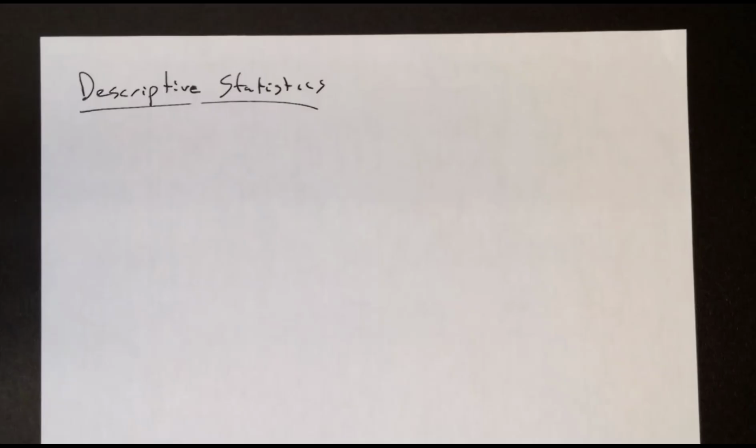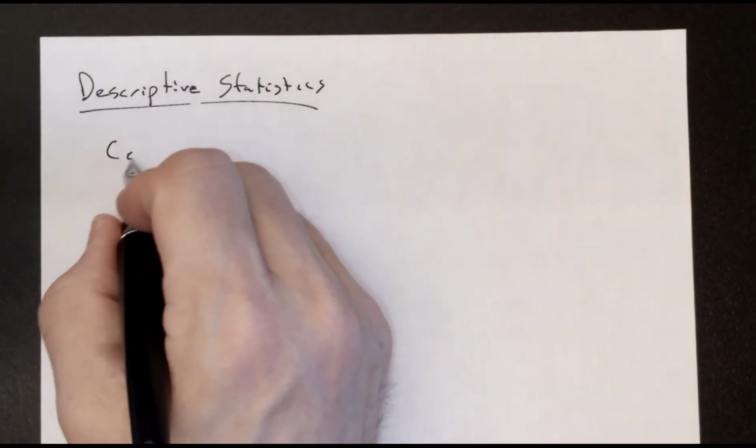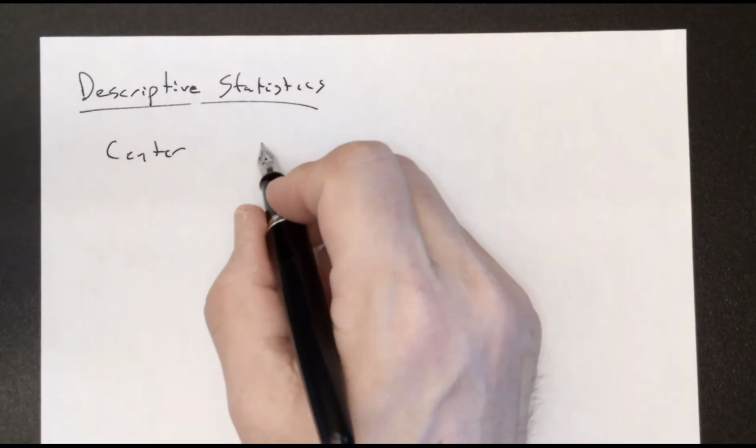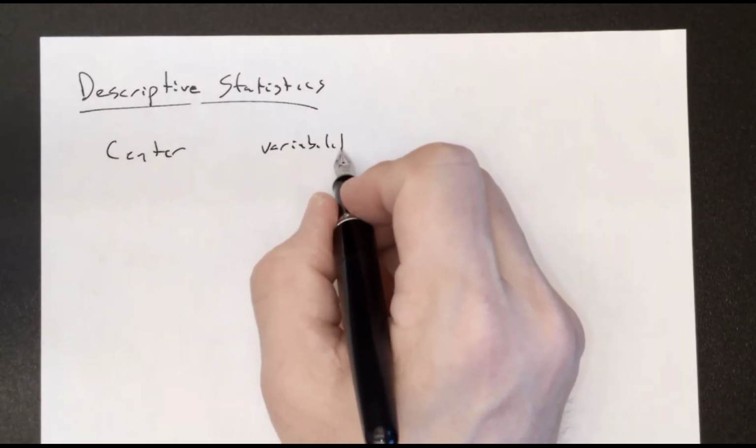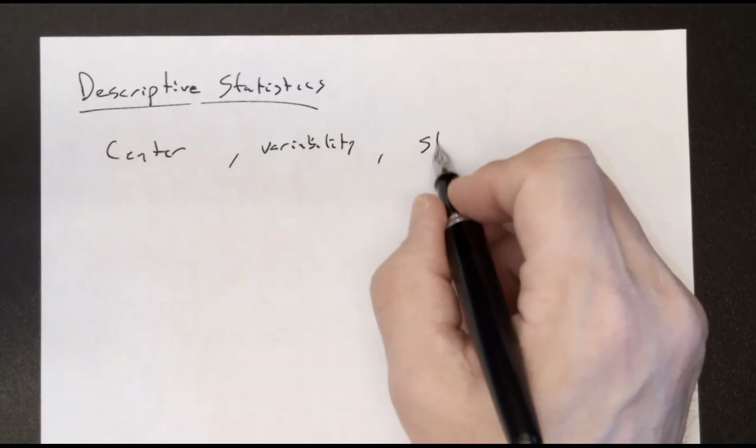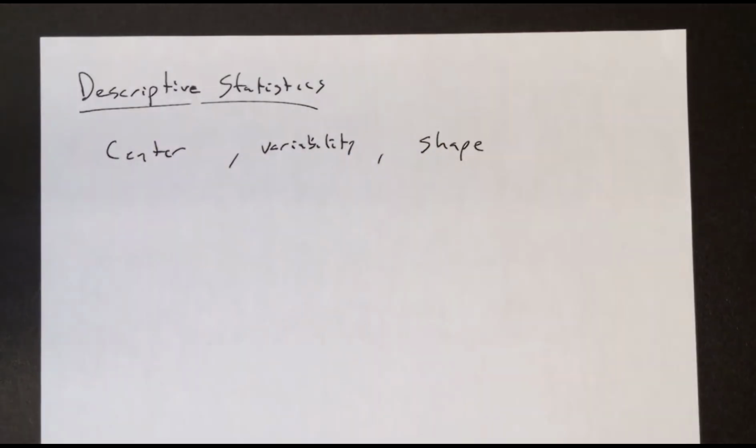But my larger overarching goal is to use a statistic from my sample, something I've calculated, to get a parameter for my population. I'm still trying to describe the same types of ideas that I was describing visually. I'm still looking at center and variability and shape. And we have a lot of different ways to describe these ideas.